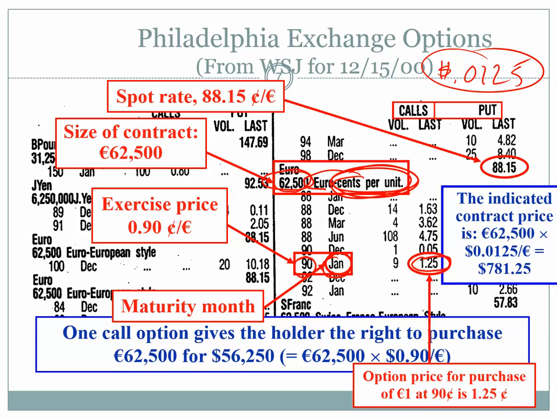So if I want to buy this contract, it gives me the right to buy 62,500 euros in January for a price of 90 cents. I'll pay 1.25 cents times 62,500 euros. I'll pay $781 to the seller of the option. Now I own this option. I now, if I choose to, exercise it and buy 62,500 euros at 90 cents each. Or in other words, I'll buy 62,500 euros for $56,000.